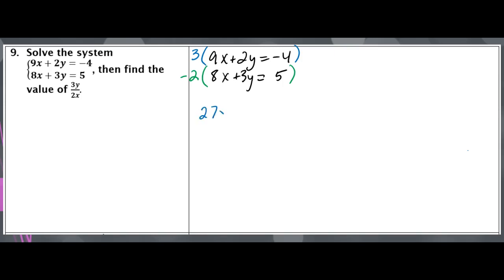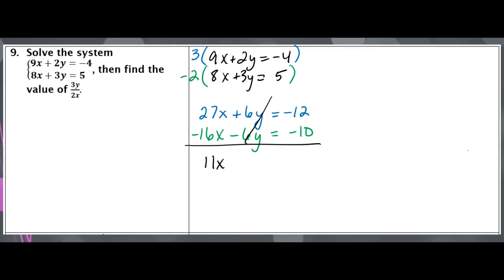I'm going to have 27x plus 6y equals -12. And then my bottom equation is going to turn into -16x minus 6y equals -10. So now you can see that the 6y's are going to cancel each other out, and I'm going to have 11x equals -22. And then if I divide by 11 on both sides, I have the first part of my solution, which is x equals -2.